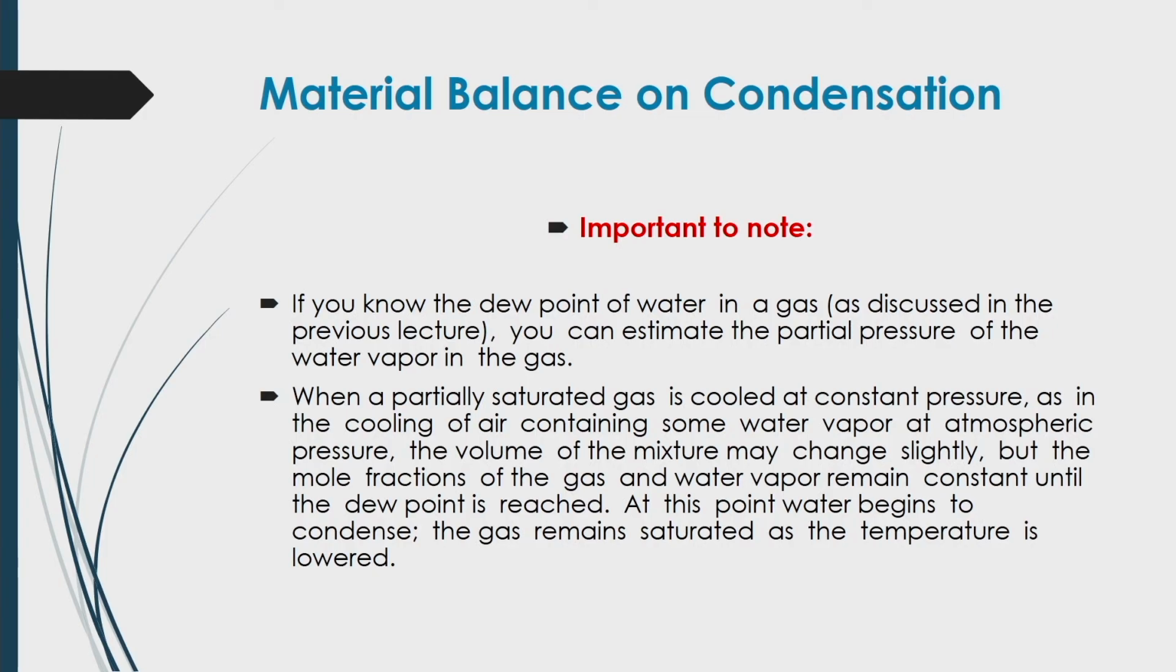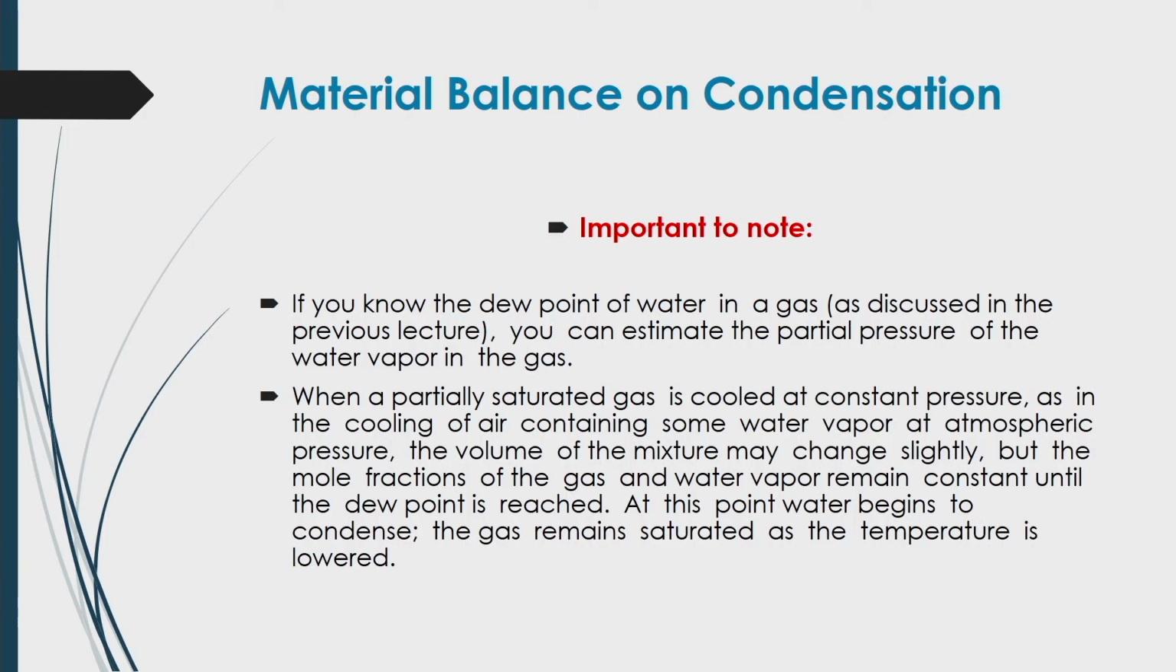In this case you have to note it down that if you know the dew point of water, we have already described how to find out the dew point from the psychrometric chart, where the partial pressure will be equal to the vapor pressure of the gaseous component or any other component. So, in that case, if you know the dew point of the water in a gas, you can estimate the partial pressure of the water vapor in the gas.